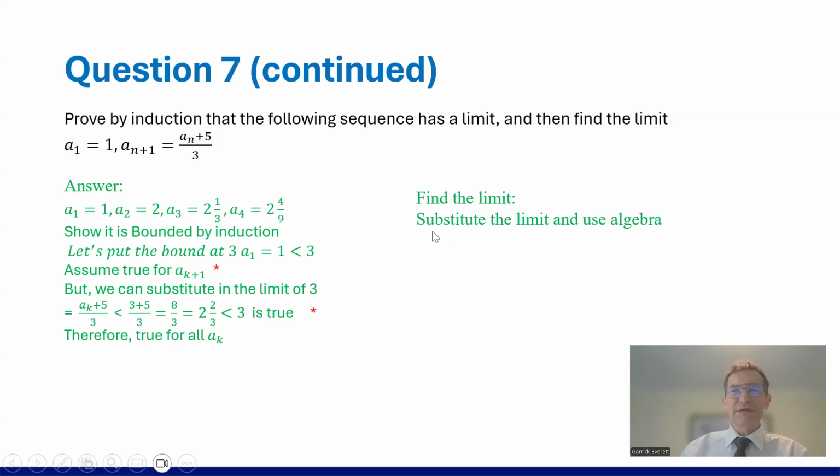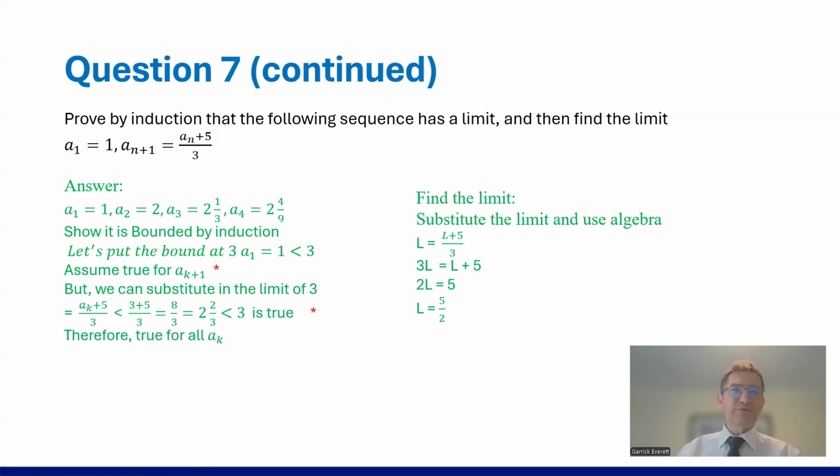We're going to use the limit again. We're going to substitute the limit and just use algebra. So we're going to say we've got a limit, whatever that is, equals the limit plus 5 over 3, and we're just going to use algebra. So multiply by 3, 3L equals L plus 5, take off L, 2L equals 5, therefore the limit is 5 on 2. And that's it, done.